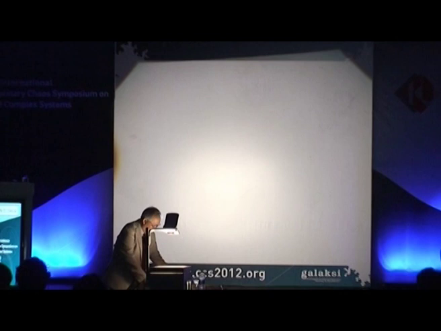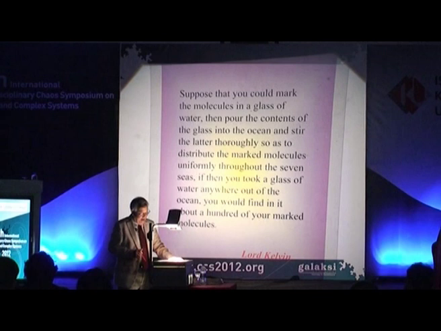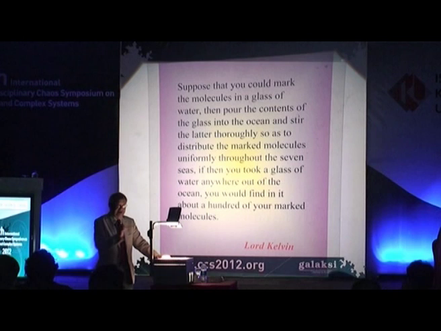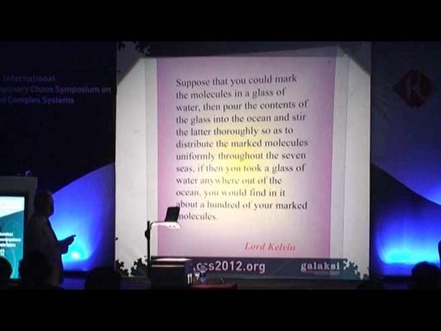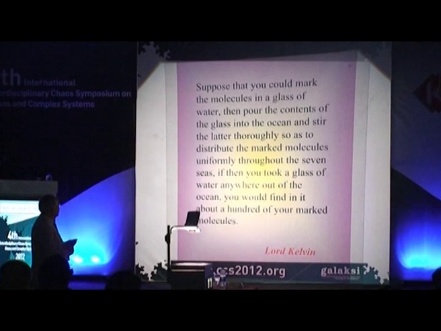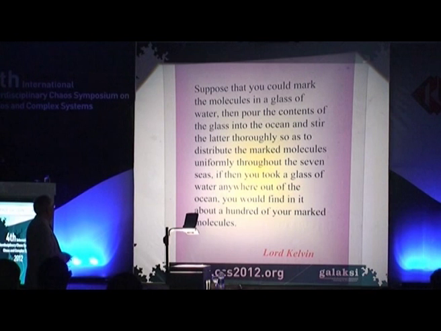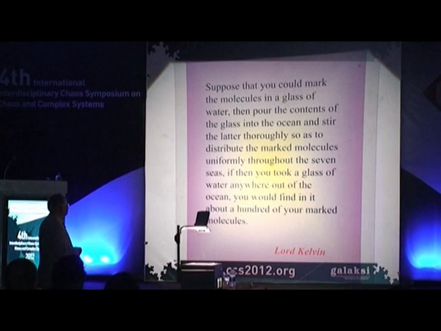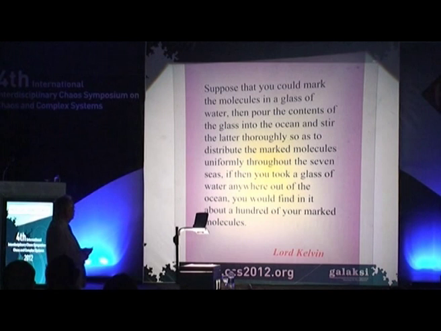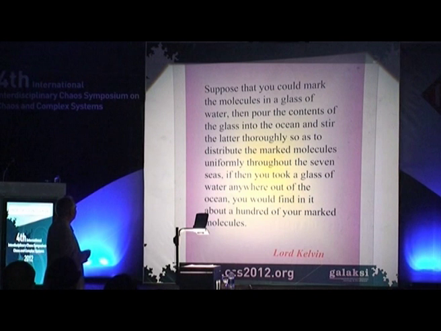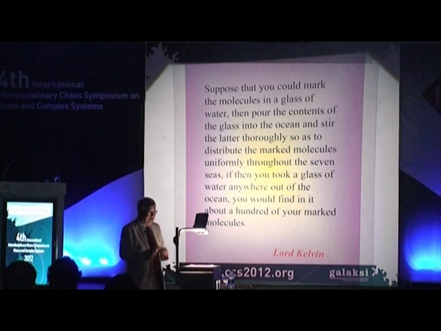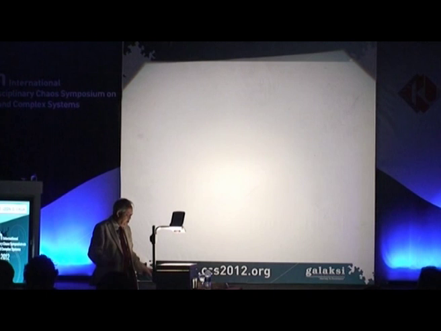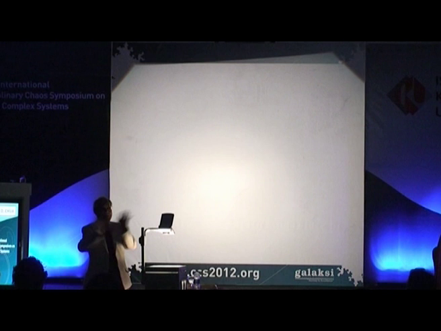And one more example will convince all of you what is not complexity. This is from Lord Kelvin, that most of you, of course, know. He said, suppose that you could mark the molecules in a glass of water, then pour the contents of the glass into the ocean, not only the Mediterranean, but all the oceans, and stir the whole so as to distribute the marked molecules. Let's say all the molecules become red. You distribute them over all seven seas, including the Atlantic Ocean and the Pacific Ocean. If then after that you took a glass of water anywhere out of the ocean, you would find it to have about 100 of your red molecules. Again, this is a classic example of the second law. Everything becomes homogeneous after a while. That is not complexity, because when everything is the same, there is no complexity.